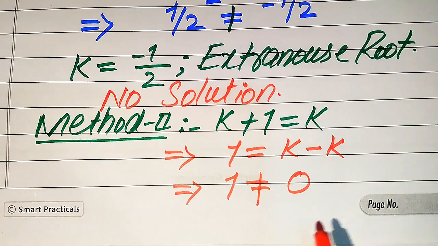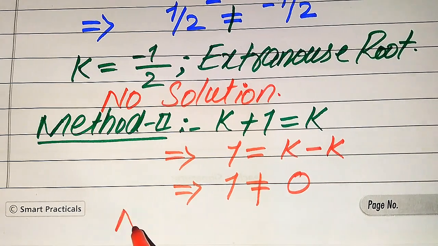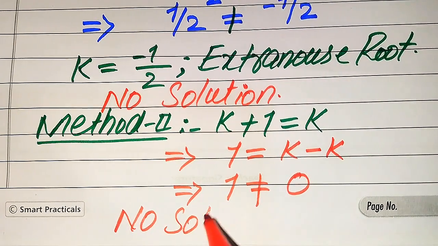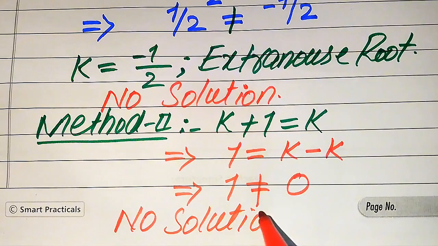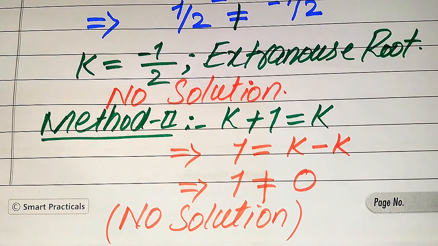So here you see that we cannot get any value of k in the second method. So this means that this question has no solution in general. Okay, so this is the final conclusion about the solution of this problem, and this is the final answer.